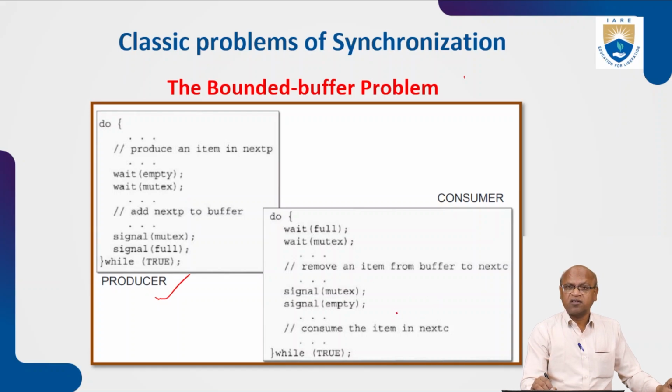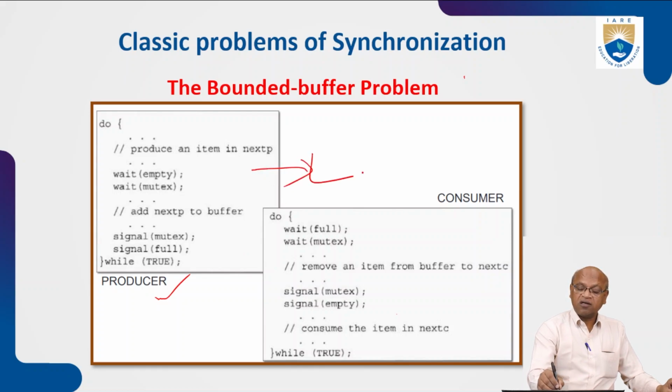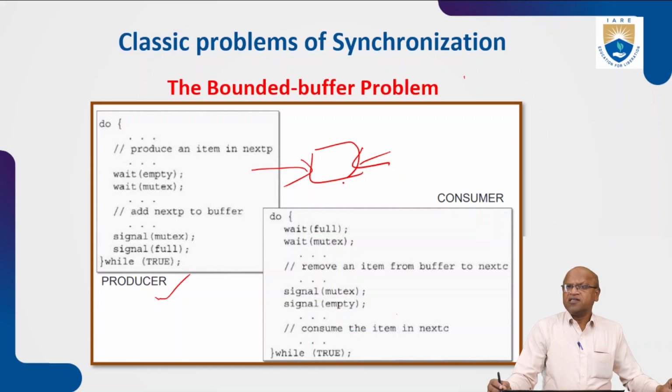This is the consumer part. The consumer wakes up when given the signal full. Now the consumer will remove the item from the buffer into next. So the producer produces and puts the item in the common area, and the consumer will consume it. There are two signals: one is empty and one is full.